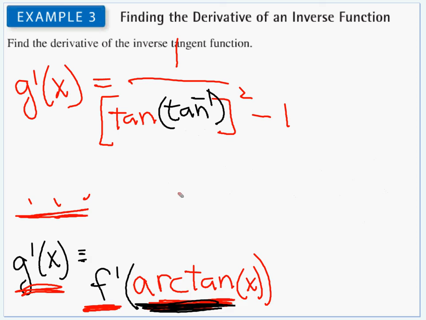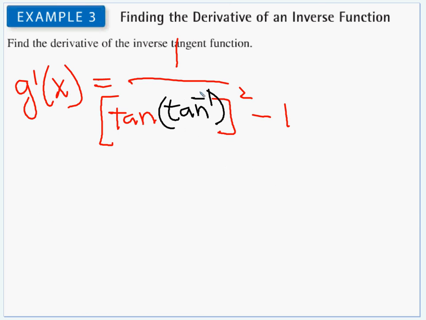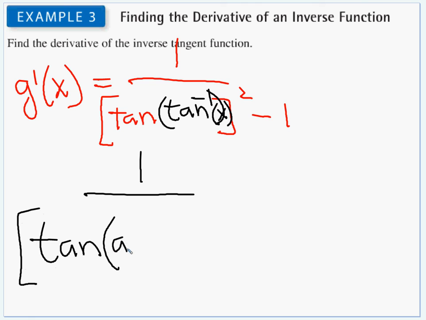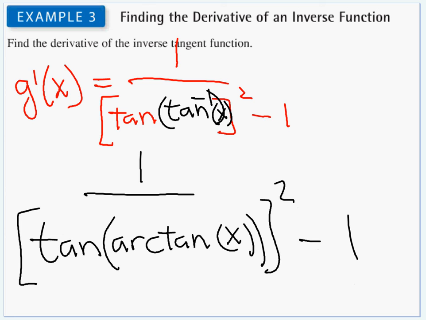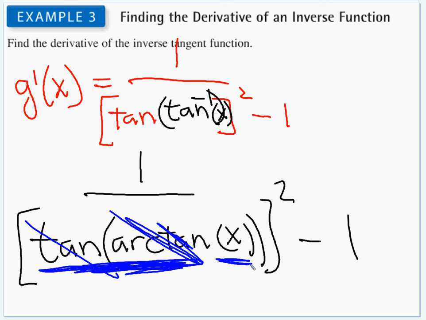Now let's see how this simplifies. Oop, that's the tan inverse of x. That is just so ugly. I'm going to rewrite it here. I'm going to put it back as arctan because I'm going to have some more room here. The arctan of x, and that is squared, minus 1. Think back to pre-calc. What are tan and arctan going to do to each other right here? Well, they're going to cancel each other out. So the tan and the arctan are gone, and that just leaves this x.